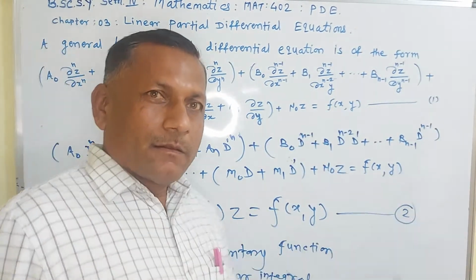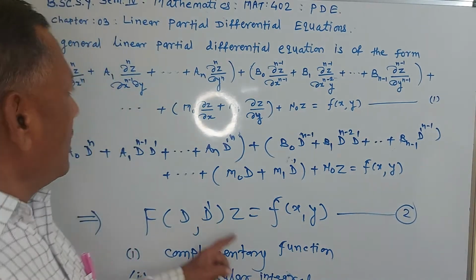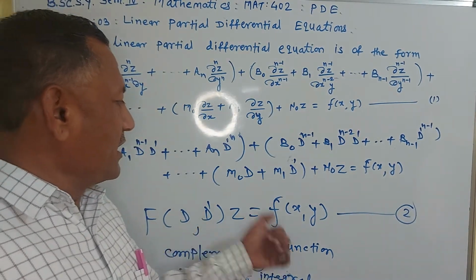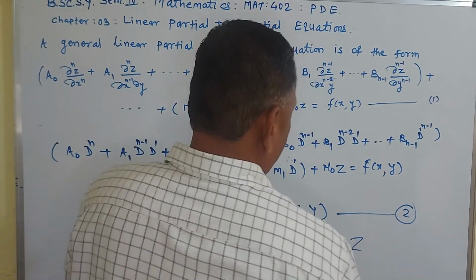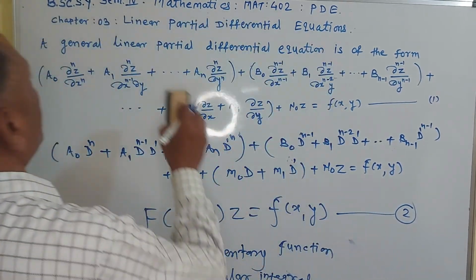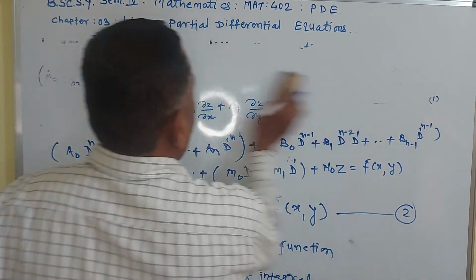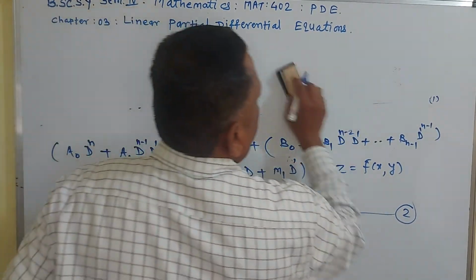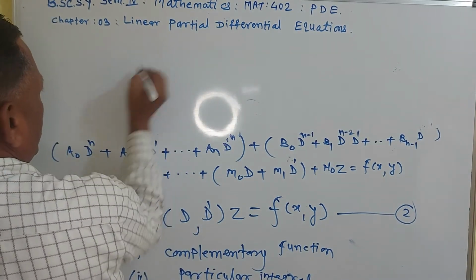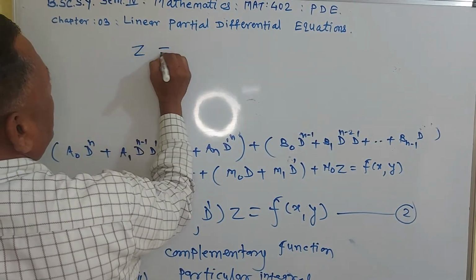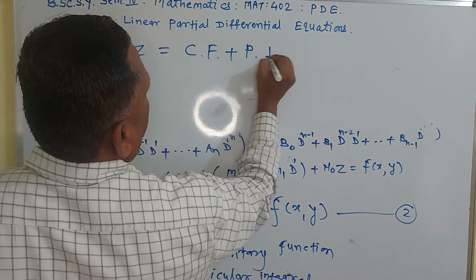And the total solution or general solution of a linear partial differential equation is z equal to complementary function plus particular integral. So the general solution is z equal to complementary function plus particular integral.